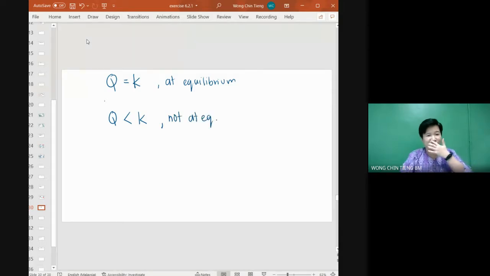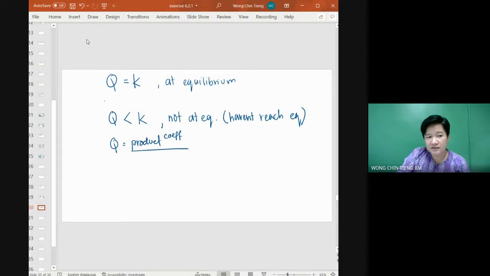Soalan saya, dah bagi jawapan. Tak sampai atau dah lebih? Tak sampai. Jawapan dia adalah tak sampai. Okay, not at equilibrium and haven't reached equilibrium. Kenapa haven't reached? Kenapa saya kata tak sampai? When Q equals your product of the coefficient over reactant of the coefficient, and sekarang Q kamu kecil sayang.